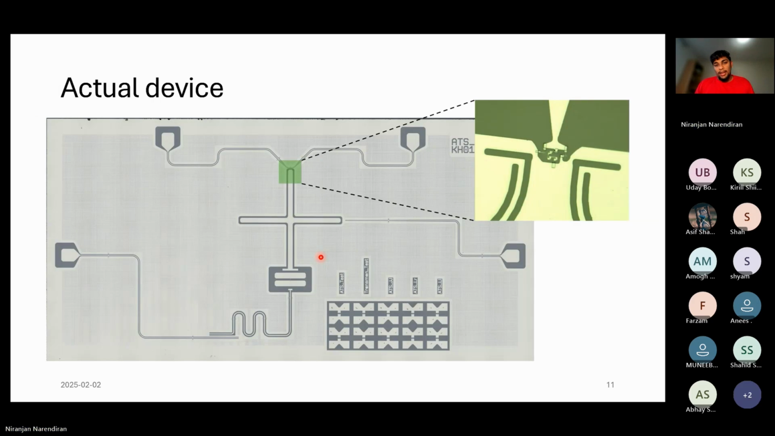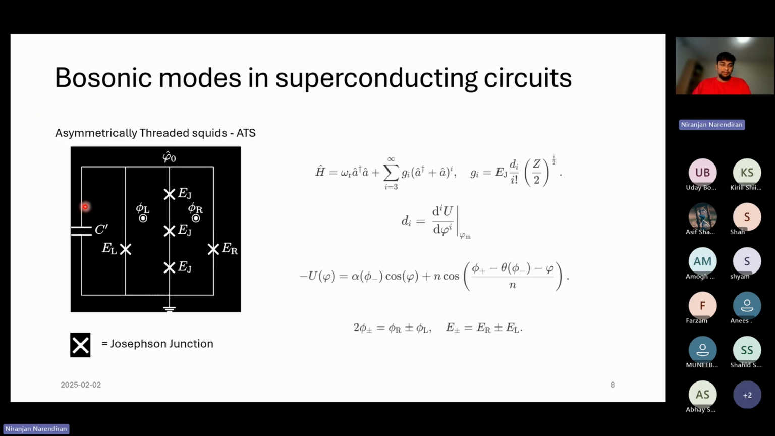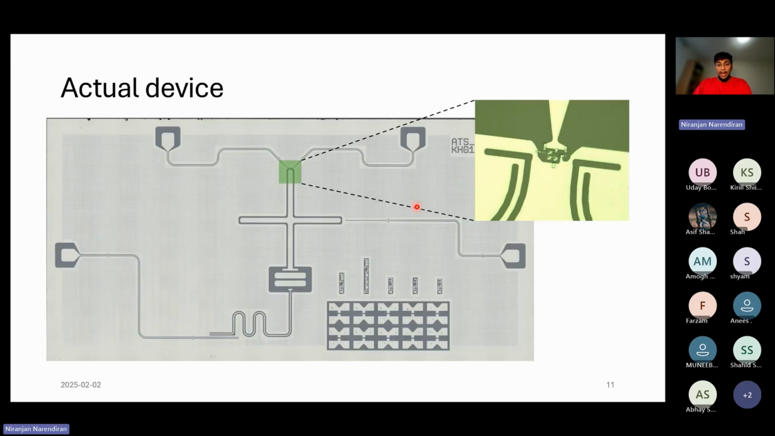So my device looks like this in the lab. We fabricate a device on aluminum on top of silicon, and we have a big capacitor here. This big capacitor corresponds to this capacitance C, that is the shunting capacitor. And we have a qubit which is dispersively coupled to such an ATS device.